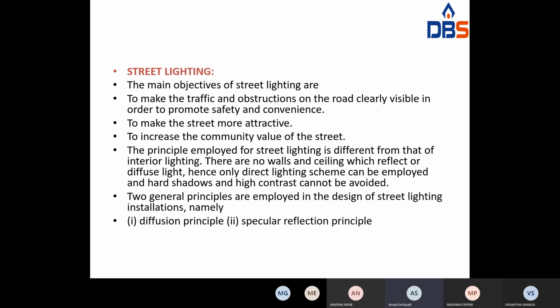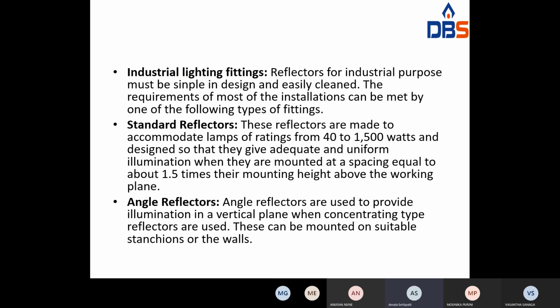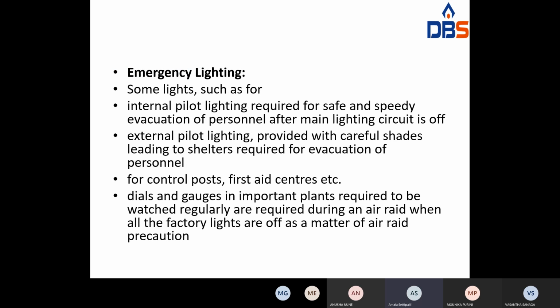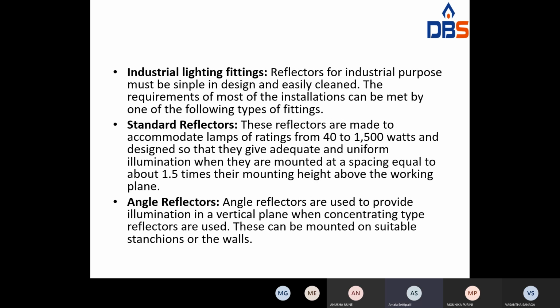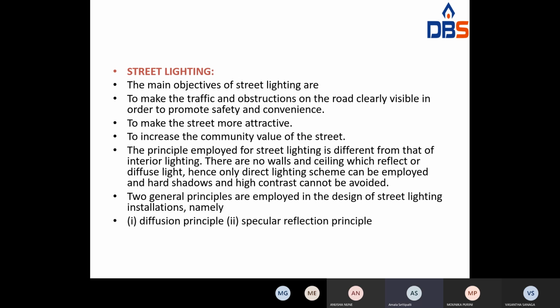This is about factory lighting. Which type of fitting is used in factory lighting, and how to maintain the lamps in the factories, you have to see.